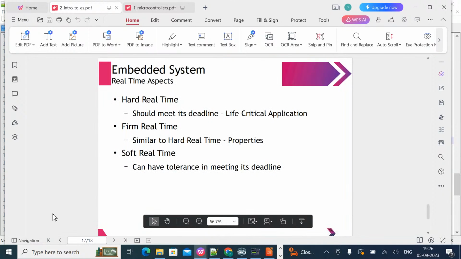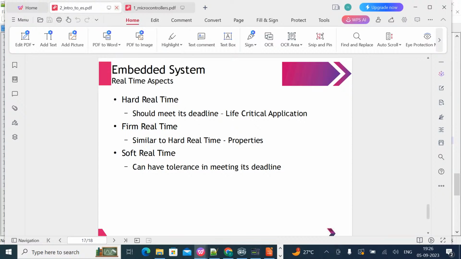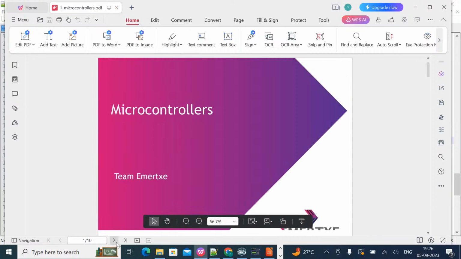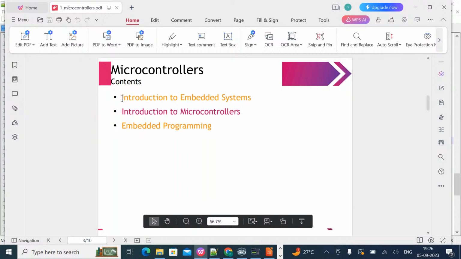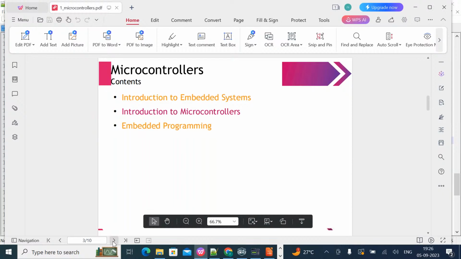Okay. So finally, we completed the introduction to the embedded system. So we are done. Now let me come back to the slides where we started. Here we completed the introduction to the embedded system. Now let me go ahead with the introduction to the microcontrollers.